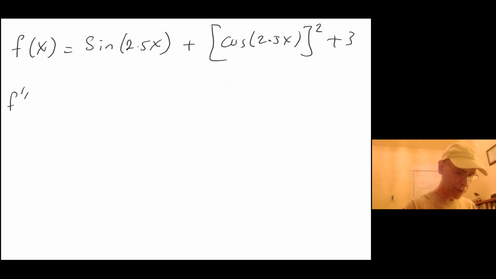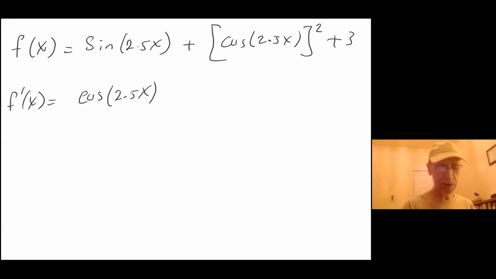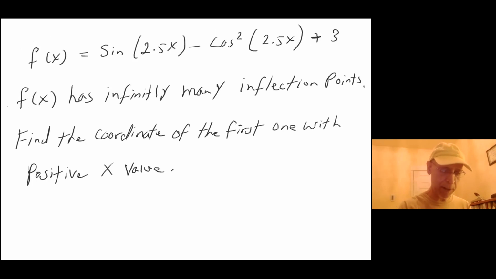So I have f prime of x equals cosine of 2.5x times 2.5. So I'm going to put that in front, plus, actually, this was minus. My apologies. This sign right here was minus. Let me double make sure that I had it correctly. Yes, I have it correctly.